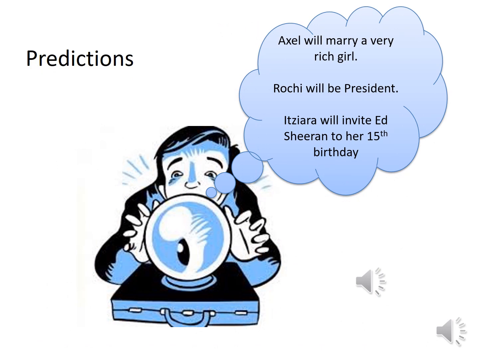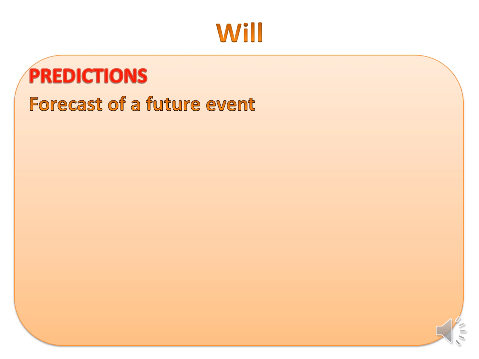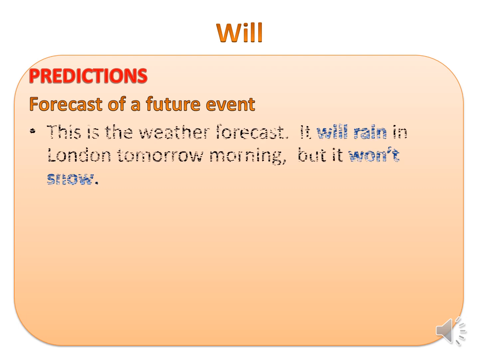Predictions. Axel will marry a very rich girl. Rochi will be president. Zara will invite Zara to her 15th birthday. Predictions, a forecast of a future event. This is the weather forecast. Remember, it's windy, cold, rainy, snowy. It will rain in London tomorrow morning, but it won't snow.